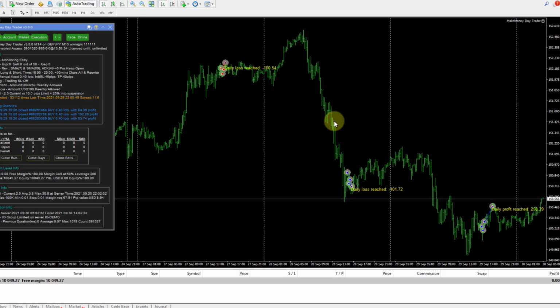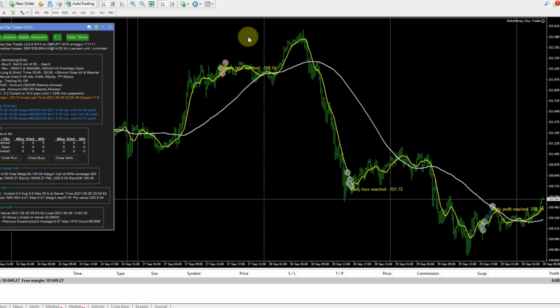We had the pound yen, and it had a loss initially, then a second loss, and then it made a 250 pip profit, dollar profit. So it actually is positive. Let's have a look at how we could have improved this trading. Let's add the moving averages and work out what strategy it's using.